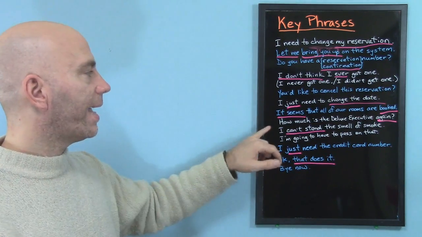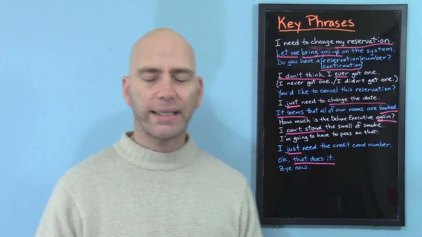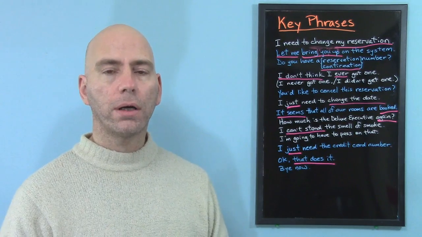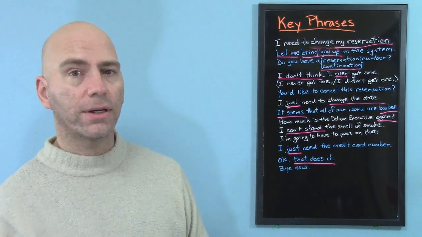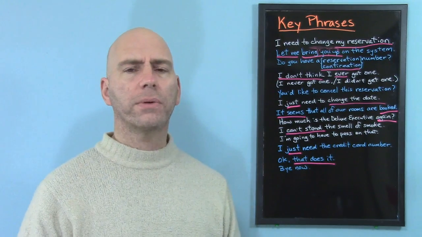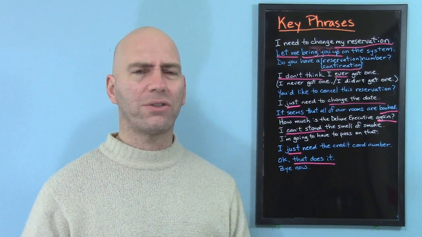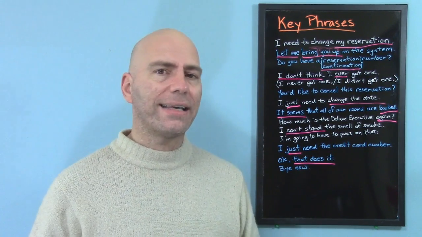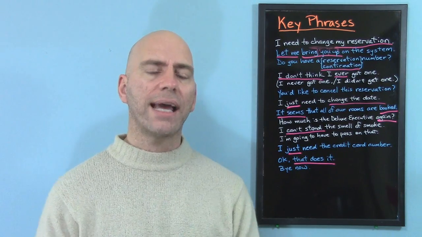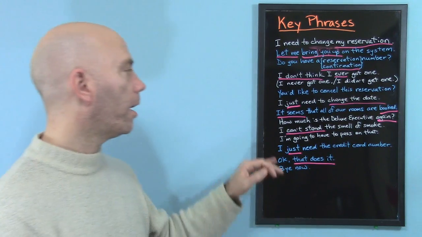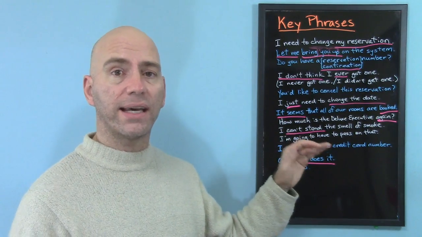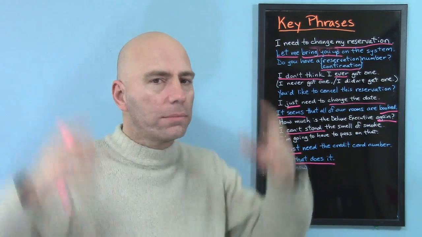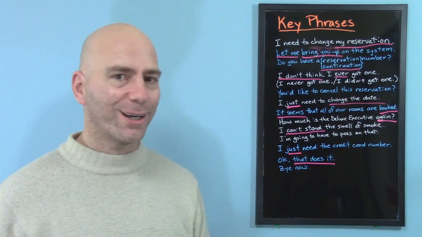Next one, I can't stand the smell of smoke. Can't stand means hate or don't like very, very, very much. Okay, so I don't like the smell of smoke. I can't stand the smell of smoke. It's just disgusting. I get sick. If I smell smoke, I can't stand the smell of smoke. So this is a very strong way of saying I don't like something. When you can't stand something, you're on the edge of going crazy because of it. Okay.